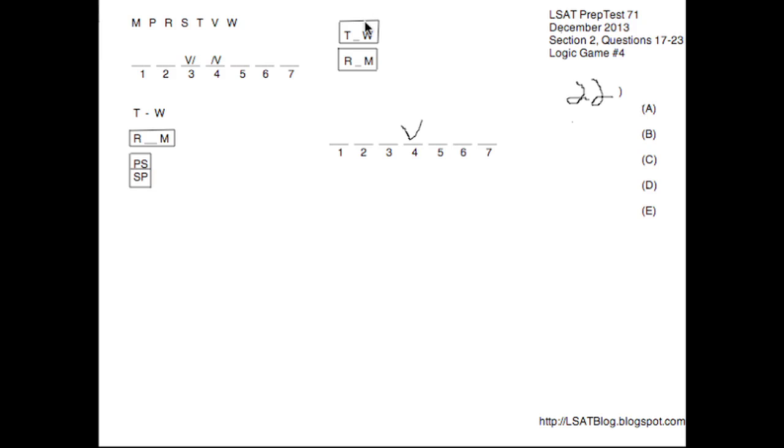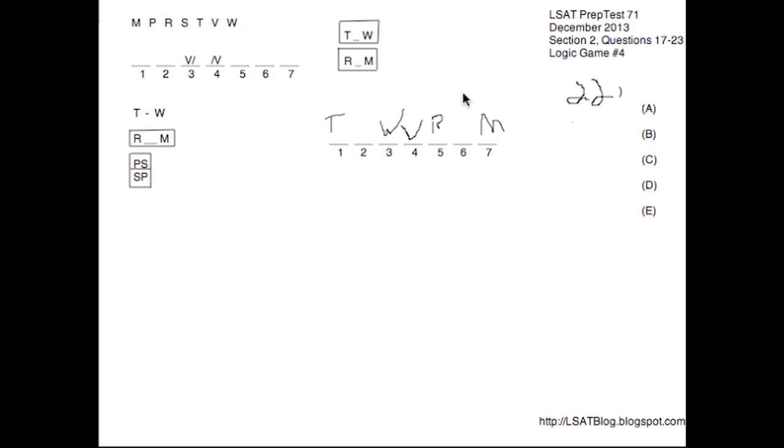We would have to have one of the TW pair on one side of V, and one of the pair on the other side. We could try to do that, because if we were to put T on 3 and W on 5, there'd be no room to have the other pair, like in this case R space M. How could that possibly go anywhere? It simply wouldn't work. And of course, if we were to leave TW here and then put RM on 5, 7, then there's no room for P and S. So if we put V on 4, we're not going to be able to make any kind of valid scenario.